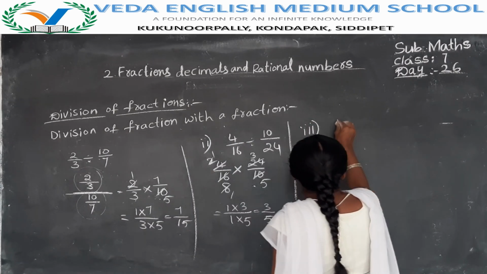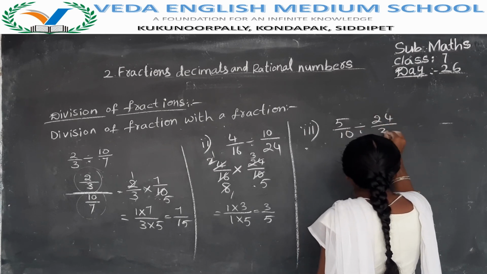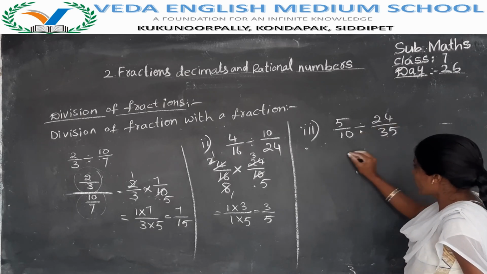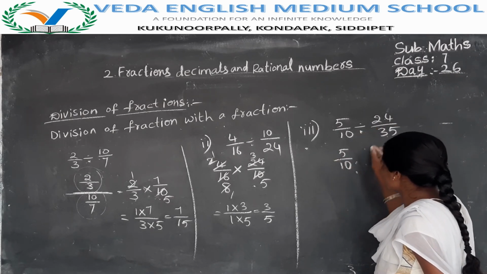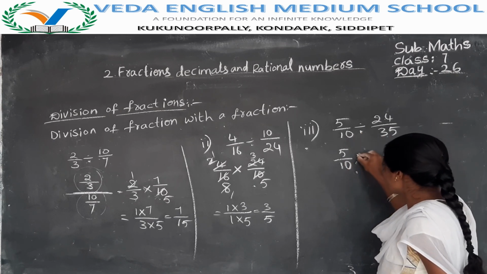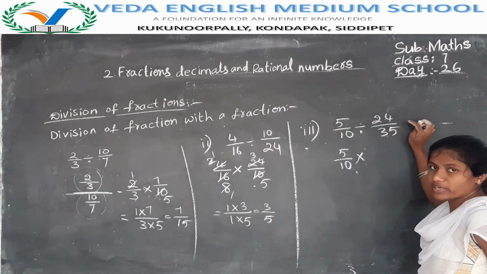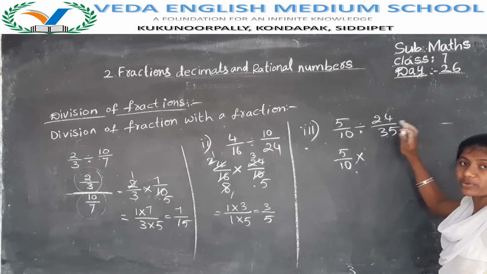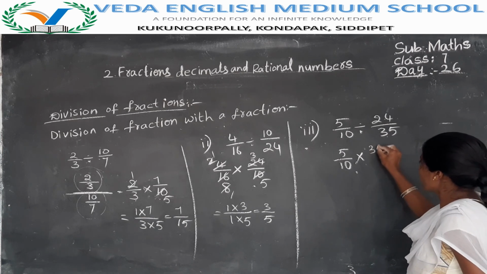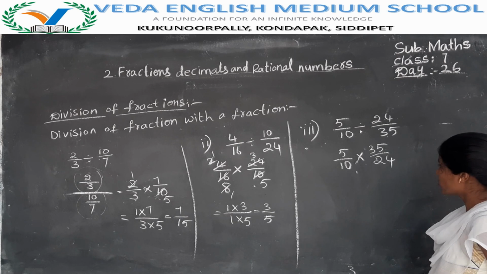One more example: 5 by 10 divided by 24 by 35. Now 5 by 10 we have to write as it is. While you are finding the answer, the symbol will change, division becomes multiplication, and the second fraction will be reversed. For the second fraction we write the reciprocal form. Reciprocal means you write the fraction in reverse. What is the reciprocal form of 24 by 35? It is 35 by 24.